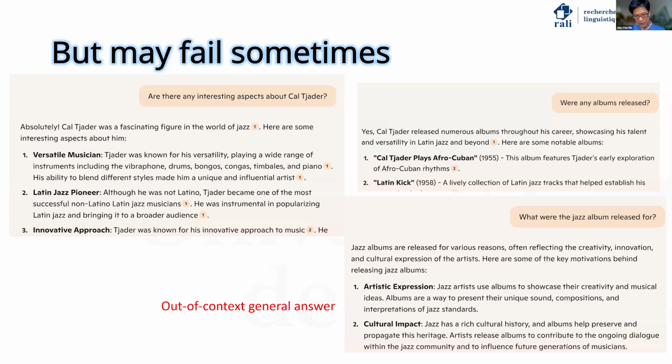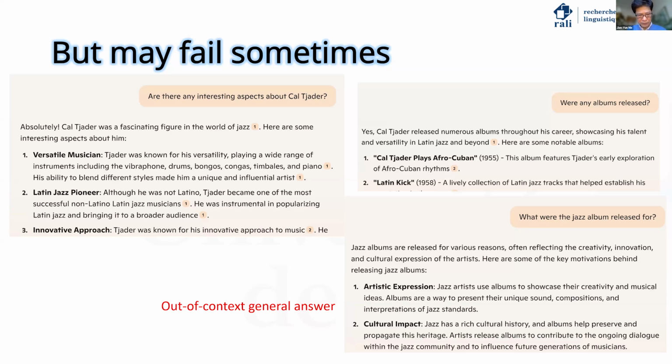in general. So it is for artistic expression, for cultural impact, and so on, without connecting to a specific jazz album mentioned in the previous answer. So this is just one example to show that even though current search engines like New Bing use the conversation context to deal with the last query, in many cases there may be failure cases like this one. So the integration of conversation context into the search is still not perfectly done, and there is room for improvement. And this motivates the research in conversational IR.